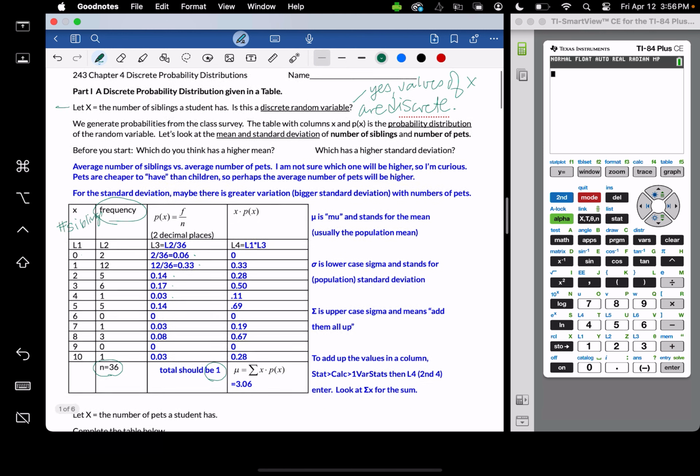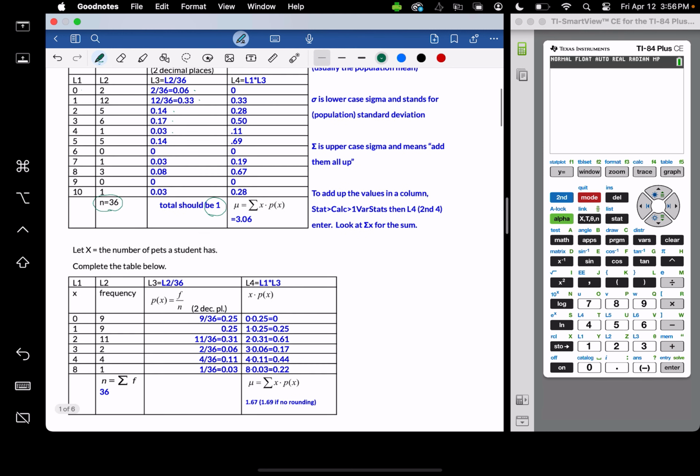Let's look at the data down for number of pets. So for number of siblings, we went from 0 through 10. For number of pets, we went 0 through 8. So you might think, oh, there's more variability in siblings, although there's not that many people out on the fringes, and people are more clustered right in here. Whereas in the pets, maybe we had more variability. So we'll find out on the next page.